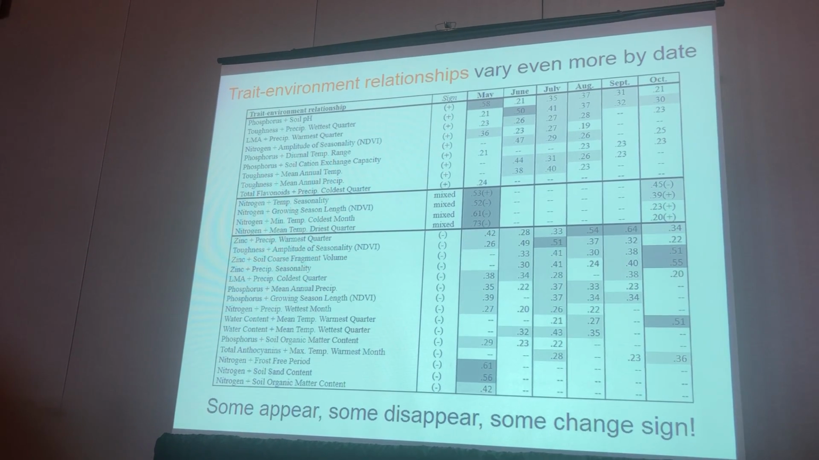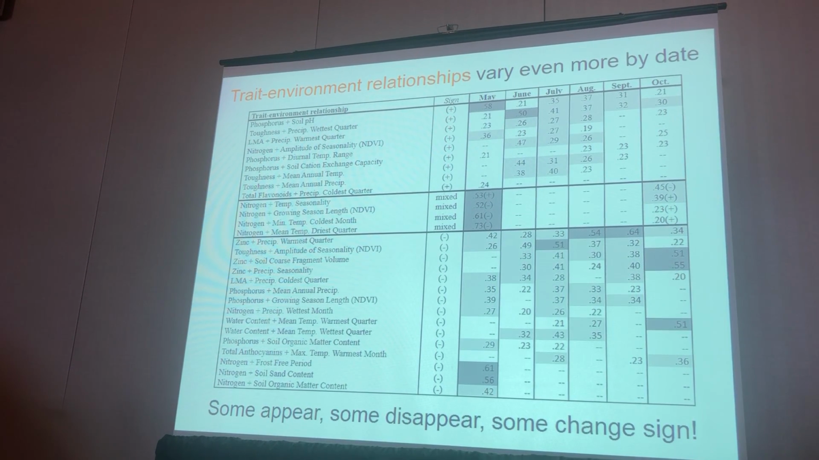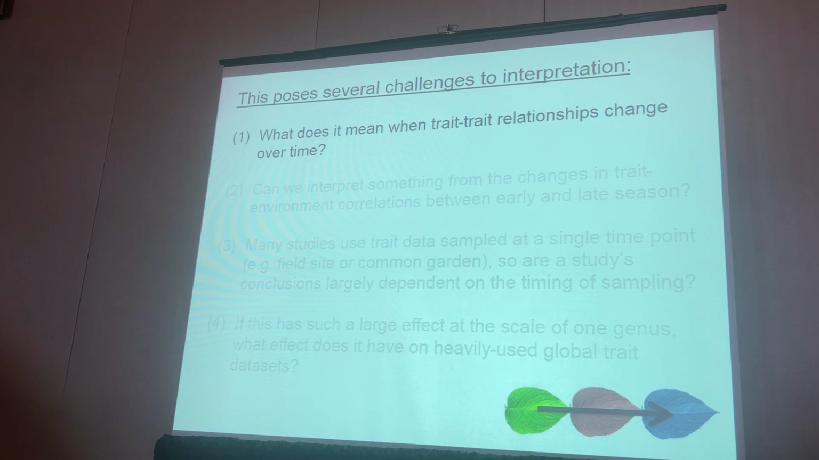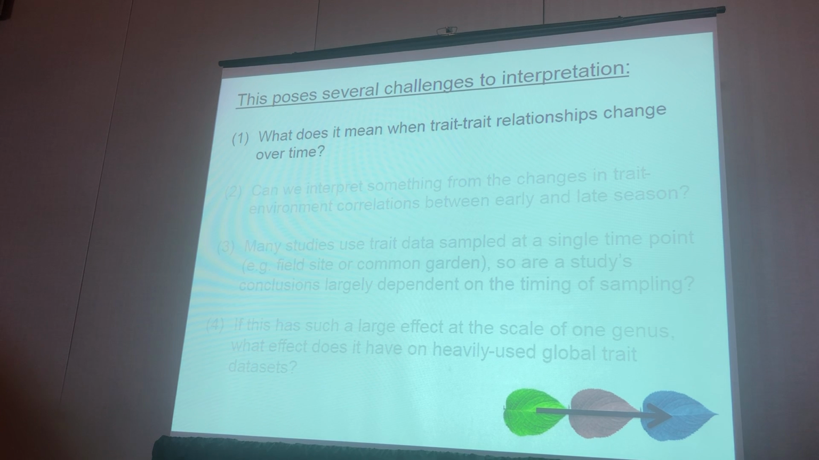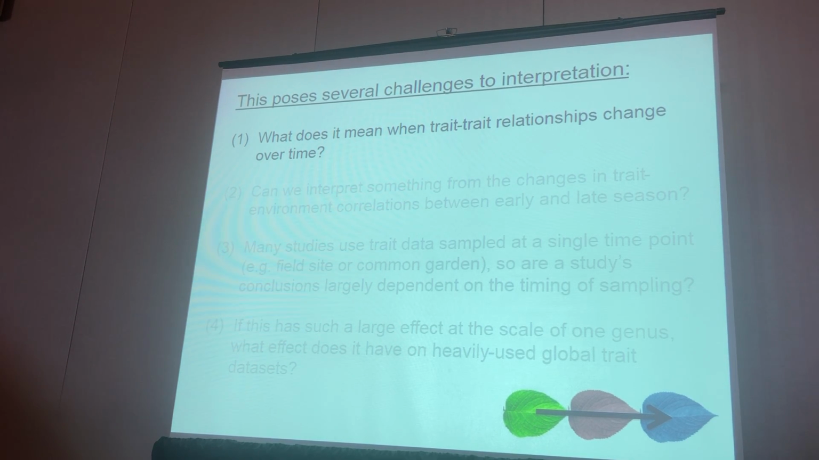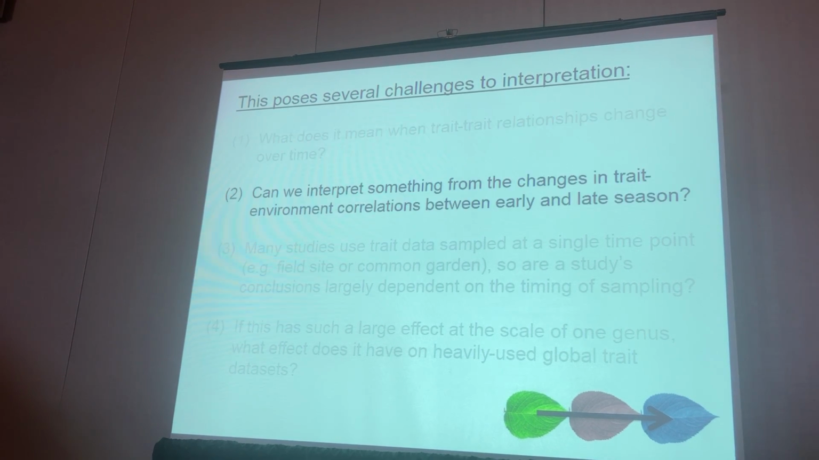I don't know what to do with that, except maybe we can infer something from this, I'm not sure. But this bothers me quite a bit. So several challenges that I think about this. One, what does it mean when trait relationships change over time? Is there a way we can interpret that? What do we get from that information?